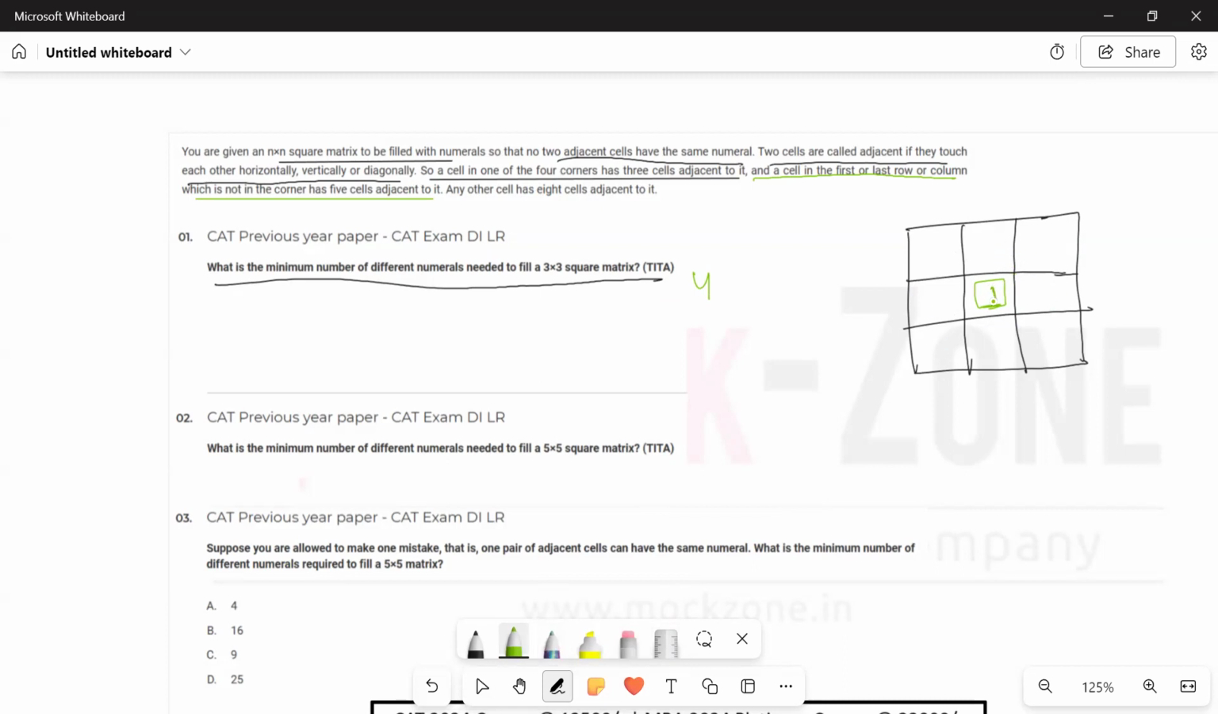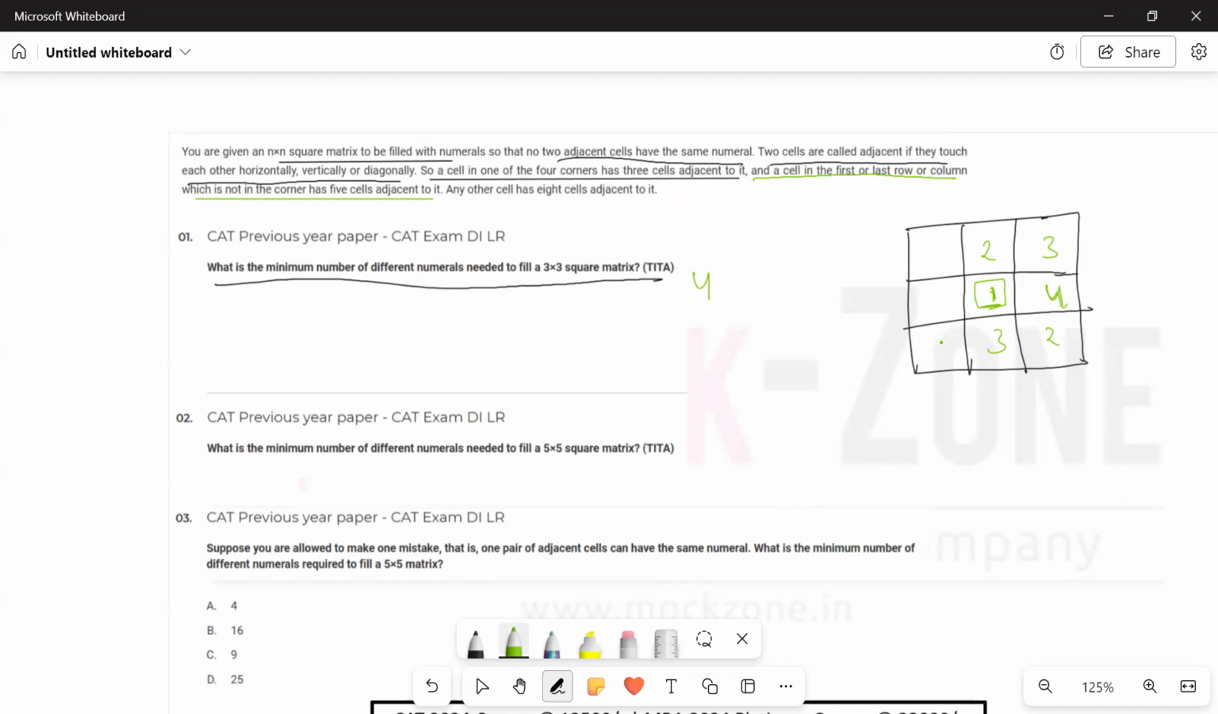So if we put 1 here, all other cells are adjacent to it. We cannot put 1 on the top. We have to put 2 here. Similarly, we cannot put 1 or 2 over here. We have to put 3 here. Similarly, we have to put 4 here because it can be neither 1, 2, nor 3. After this, we can put 2 over here, 2 or 3, anything. Let's say we put 2 over here. Here it has to be 3. It cannot be 1, 2, or 4.